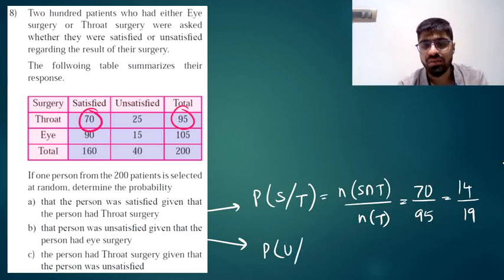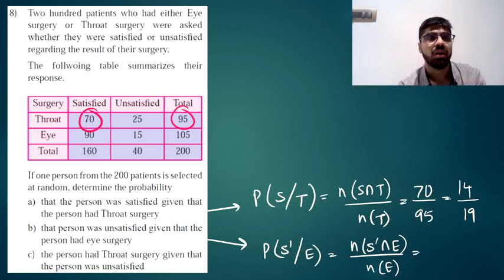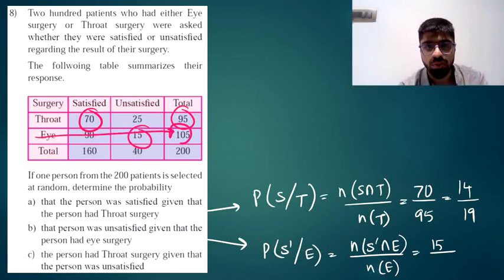So U, or you can even call it S complement, whatever you want to term it, P of S complement given that the person had an eye surgery. So this is going to be N of S complement intersection eye surgery upon N of eye surgery people. Unsatisfied eye surgery people were 15. So the numerator here is 15 because we wanted the person to be unsatisfied and the one with an eye surgery, which is 15 only. And the denominator is the number of people having an eye surgery, which is 105. So 15 upon 105 makes it 1 by 7 as your final answer for the B part.